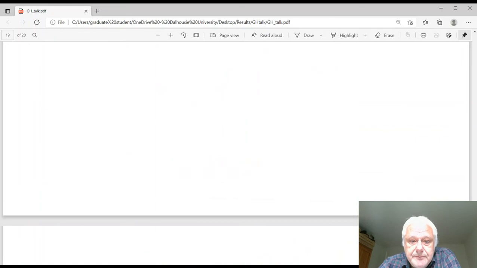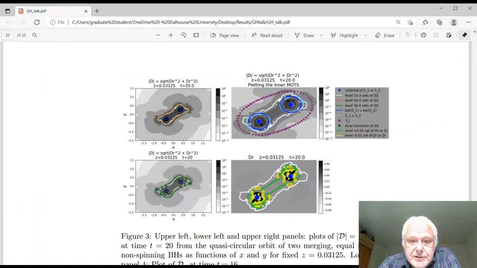At later times, this is what it looks like. By this time, in this case t equals 20, the structure between has disappeared, and we now have a single set enveloping both black holes. Again, the white ones are the epsilon 10 to the minus 3 sets, and the green and red ones are smaller sets. Again, we've superimposed the apparent horizons, or the MOTS here. Here are the two original MOTS around the individual black holes.